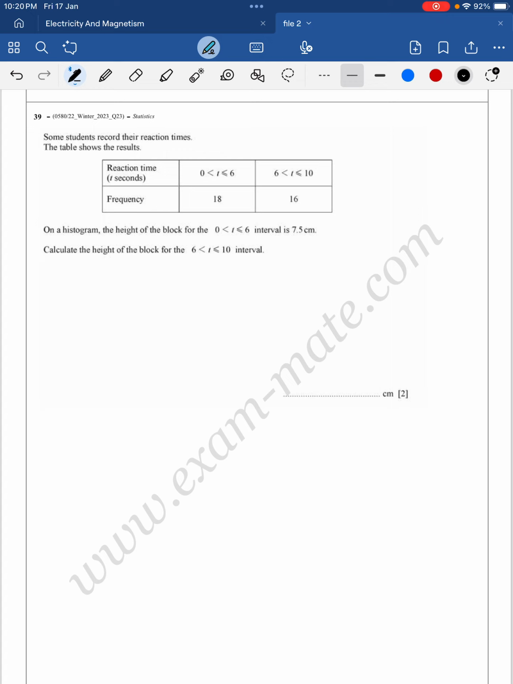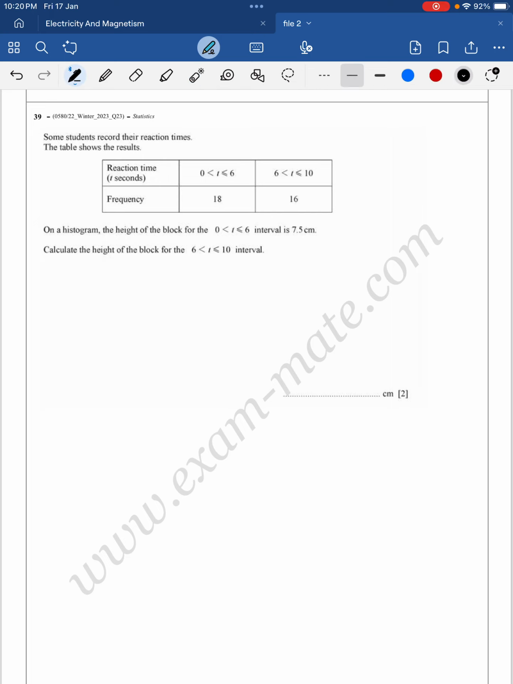Question number 39. Some students record their reaction times. The table shows the results. Frequency of the two data are given. On the histogram, the height of the block for the 0 to 6 interval is 7.5 centimeter. Calculate the height of the block for the 6 to 10 interval.